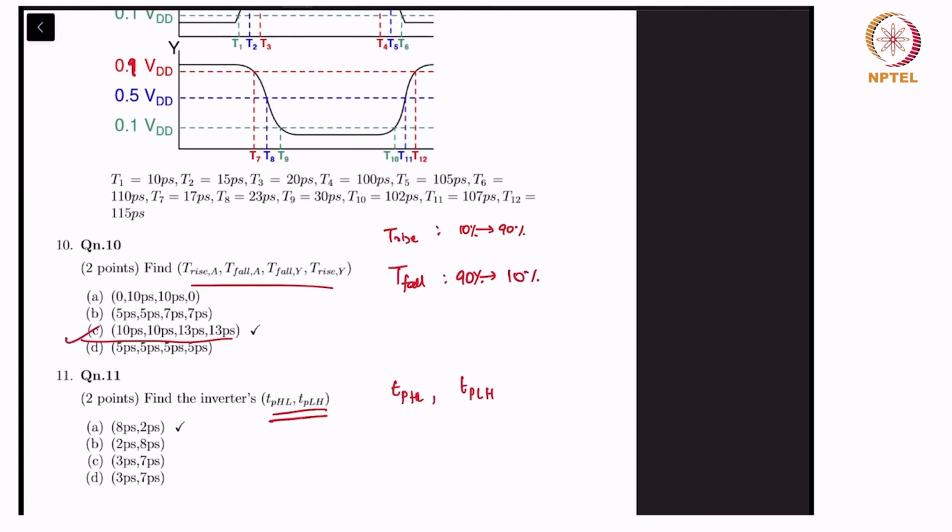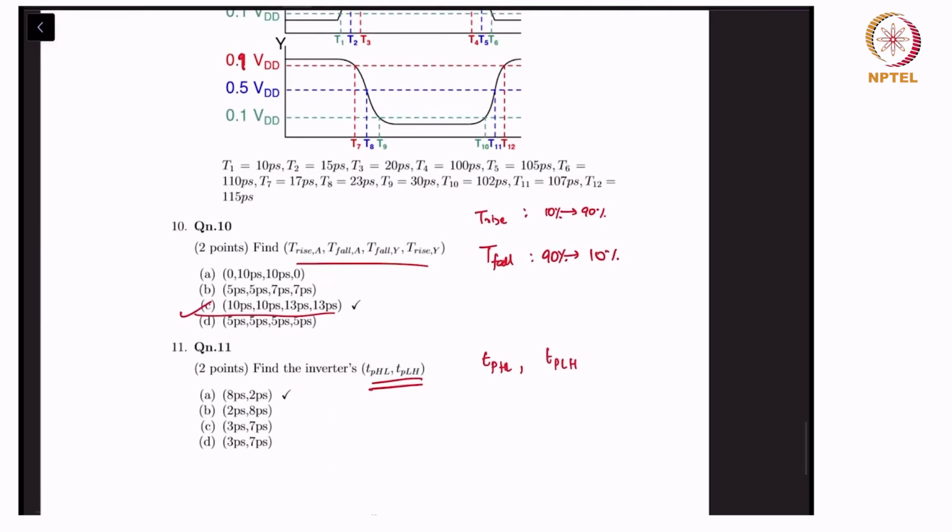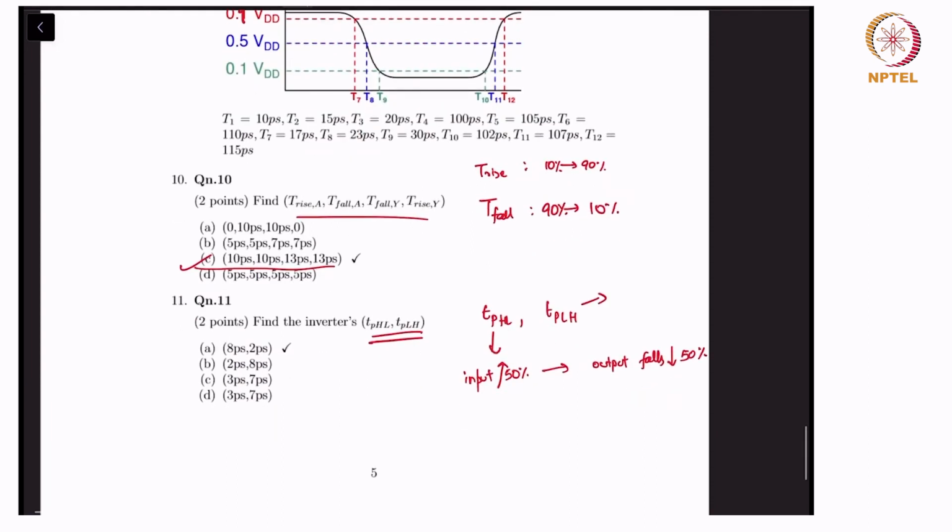TPHL is the amount of time from the input rising across 50% to the time the output falls below 50%, and TPLH is from the time the input falls below 50% to the time the output rises above 50%. And if you work that out, you will find that it is option A.